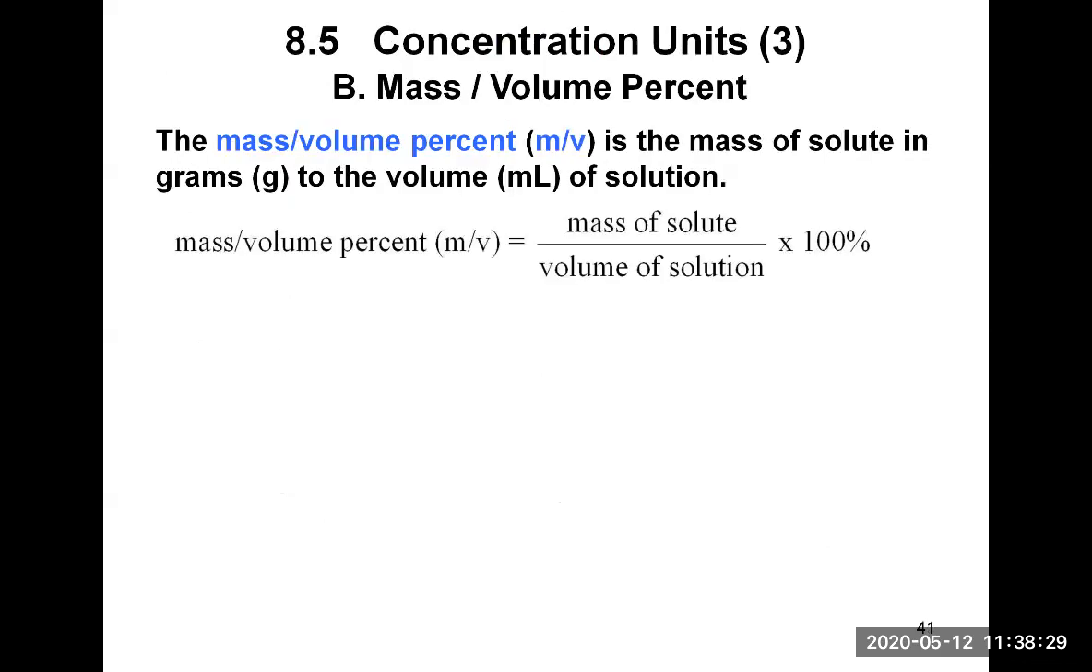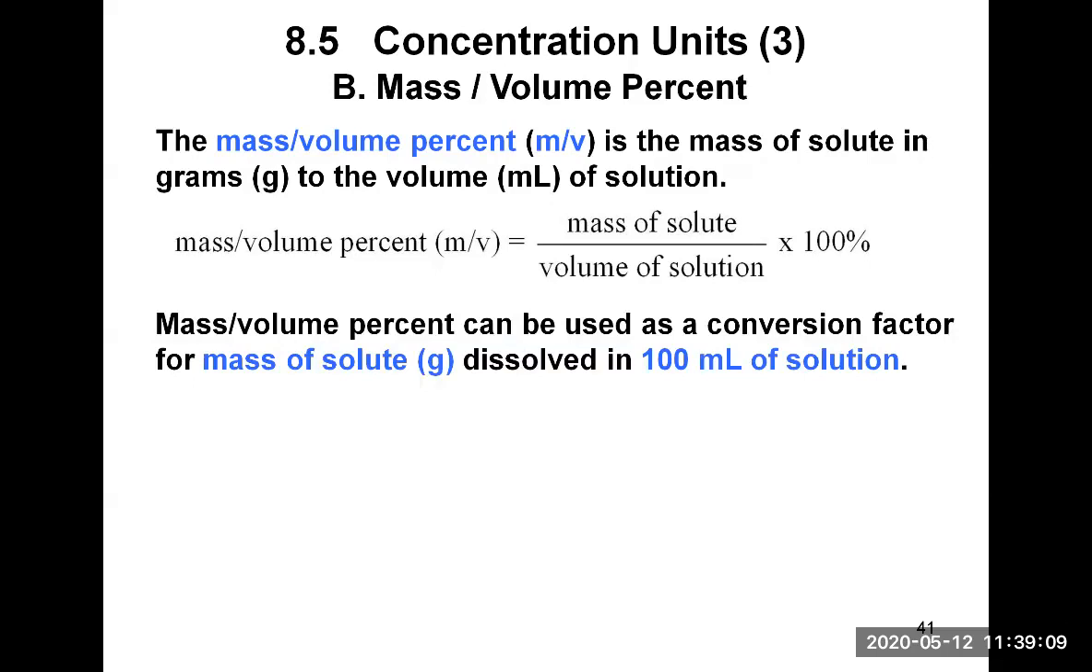So the other concentration unit we will explore in detail now is the mass per volume percent. The mass per volume percent, M/V, is the mass of solute in grams to the volume of solution in milliliters. So the formula, again, that you take from the reference packet is mass per volume percent is the mass of solute over volume of solution times 100. And here you have no choice but to have grams of solute over milliliters of solution.